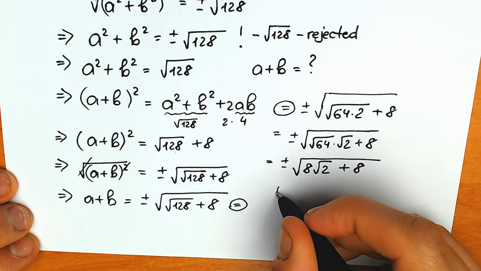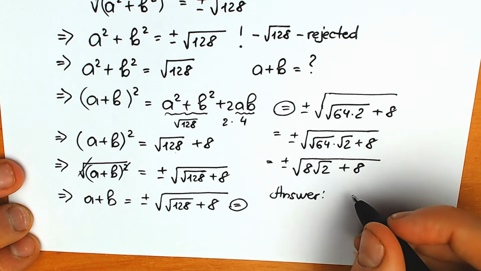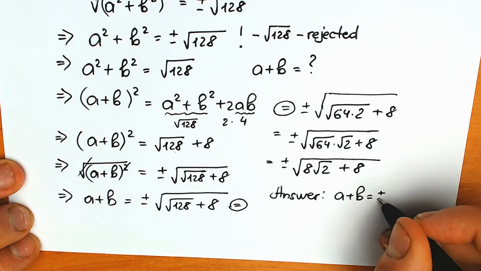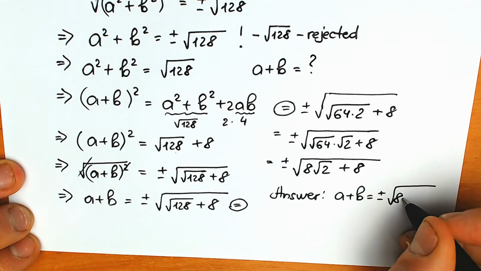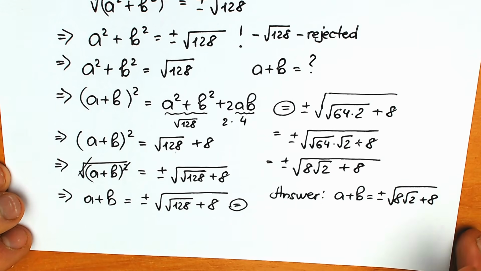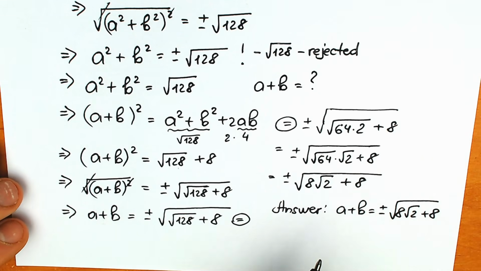So let's write it right here. Our answer: a plus b, we're talking about the sum, a plus b equal to plus minus square root of 8 square root of 2 plus 8. This is our final answer to this question. A great, quick and relaxing question. I really hope you understand my solution.